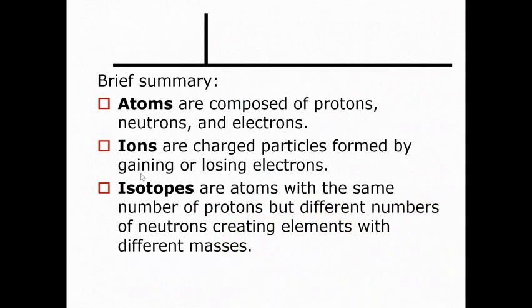So a brief little summary of what we've learned so far. Atoms are composed of protons, neutrons, and electrons. Atoms are neutral. Ions are charged particles formed by gaining or losing electrons. And isotopes are atoms with the same number of protons but different number of neutrons, creating elements with different masses.